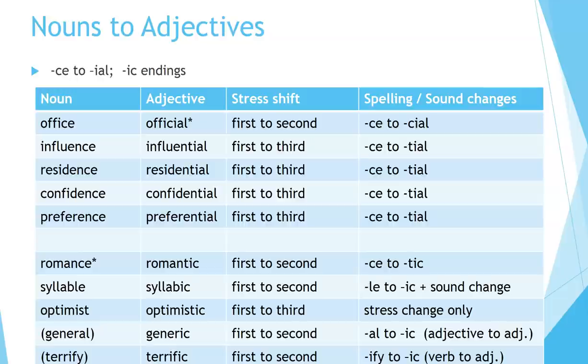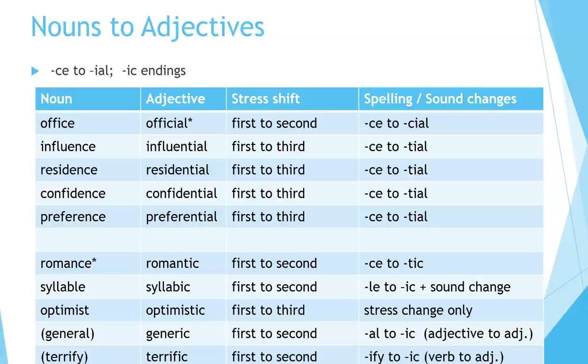Let's look at the next section, which is talking about ick endings. Look at the first one, romance, romantic. Notice that this ends in a CE. And this is similar to the words above, where the CE is changed to T before adding the ending, romantic. So it goes from the first syllable to the second syllable in stress. CE to TIC. Romance, romantic. Now the next word, in fact, all of these words with ick endings are different. So there's no real pattern here.